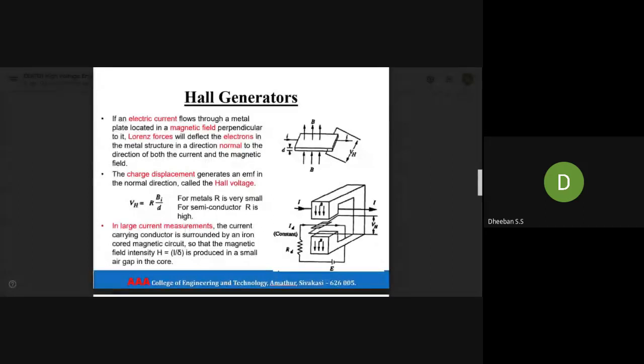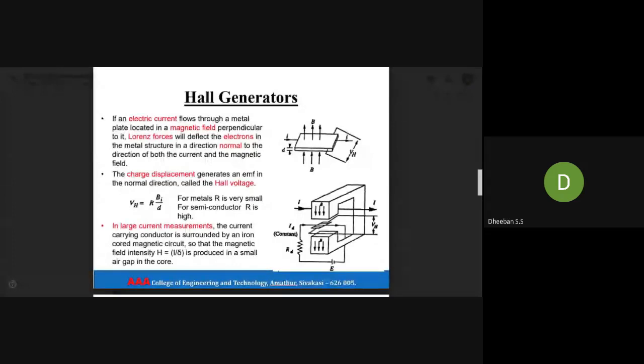Based upon this, what happens? A force will be generated, and that force is called the Lorentz force. We have already studied this in physics. For this Hall generator, the equation we learned was F equal to BIL sin theta, right? In that, theta will be 90 degrees, so sin theta becomes 1. So F equal to BIL, and that F is nothing but your Lorentz force.